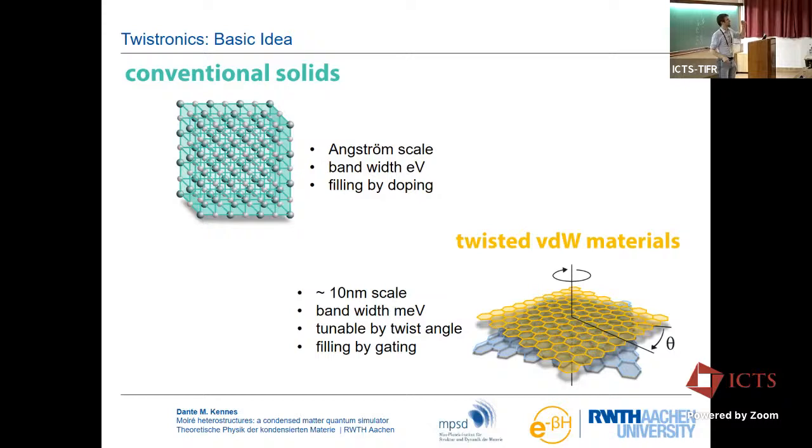And that will quench your bandwidth, your kinetic energy scale, with a similar effect as we have seen in the animation, by about a factor of 100. So it will quench it from eV to roughly tens of meV. And that's completely tunable by the twist angle, so that's, of course, a nice control knob that you can use. And as a little bonus, because you're doing 2D materials, you can also control the filling by using gates.